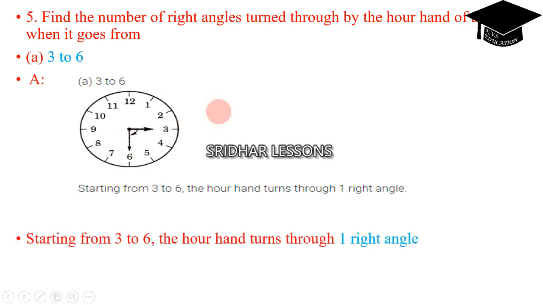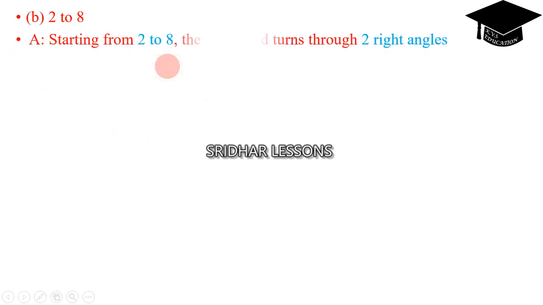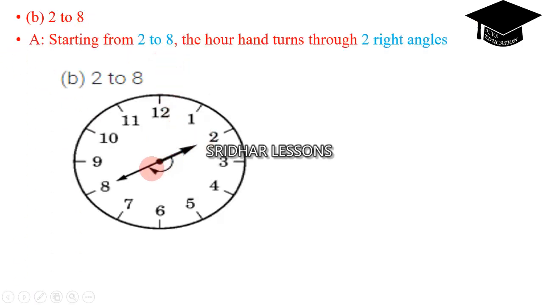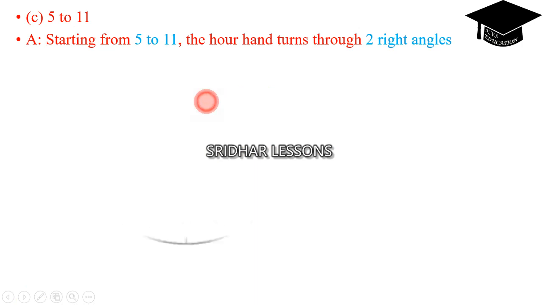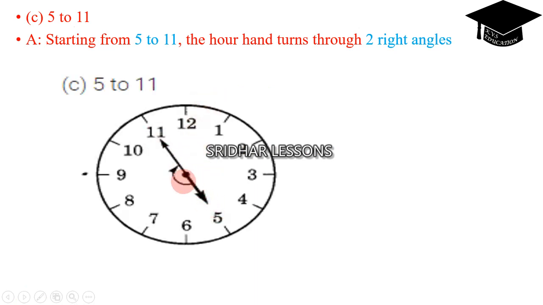Next, 2 to 8, we will see from 2 to 8. So this seems as 180 degrees. So 180 degrees means it has two right angles. Because 180 degrees is 90 plus 90, so two right angles. 5 to 11. Again it is 180 degrees. That means two right angles. Because 2 into 90 is equal to 180.